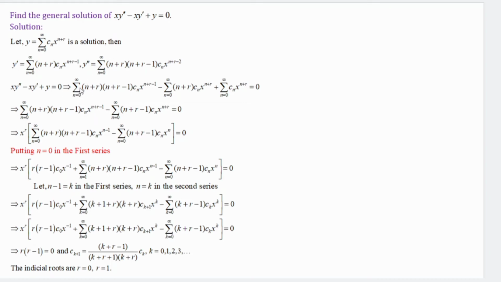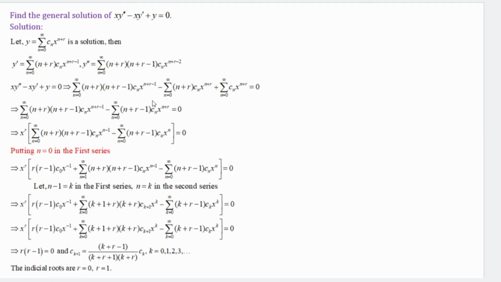So the given equation becomes now summation of n equal to 0 to infinity n plus r minus 1 cn x power n plus r minus 1. This is double prime, but in the double prime we have to multiply by x, that's why the power becomes n plus r minus 1. And here minus x y prime, so our y prime is this, and we multiply it by x, that's why the power becomes x power n plus r here. And here plus y, we just put y.